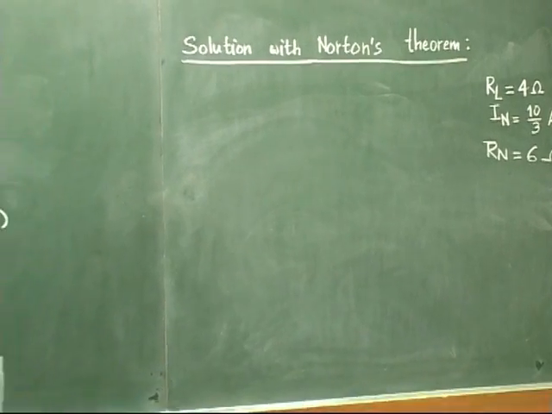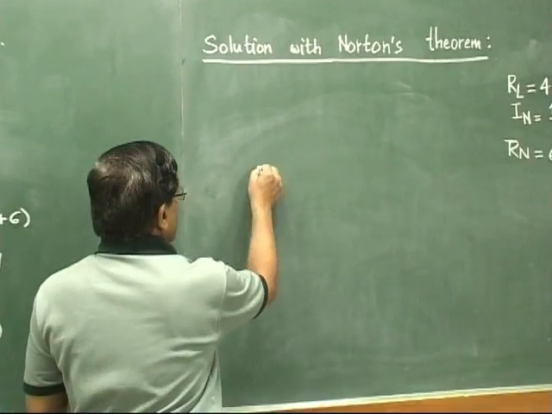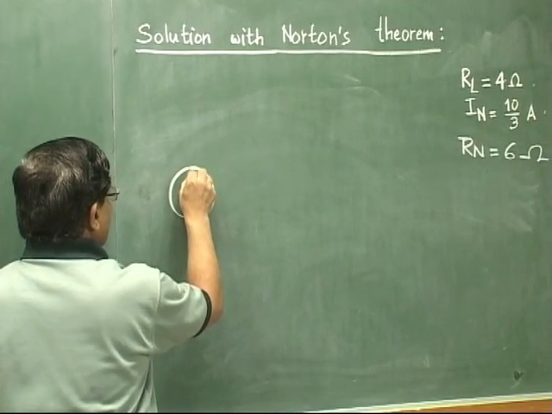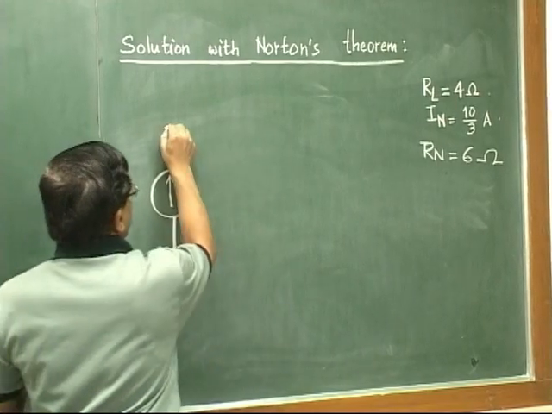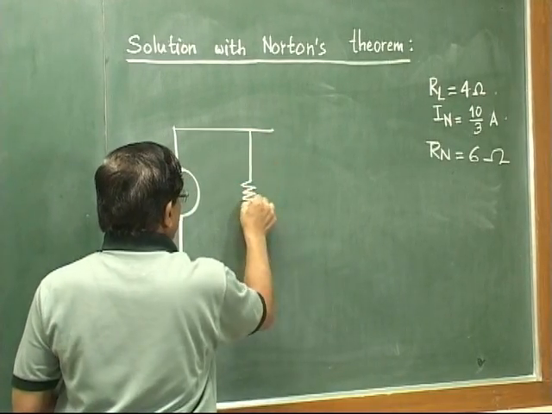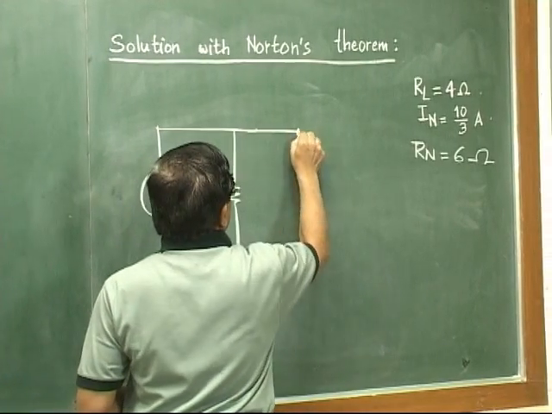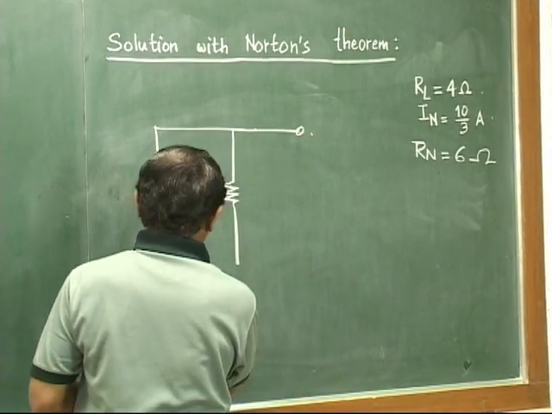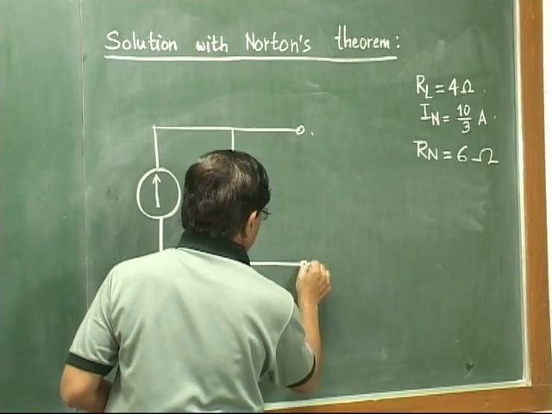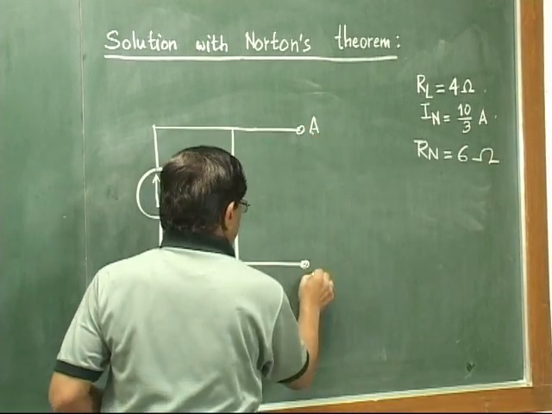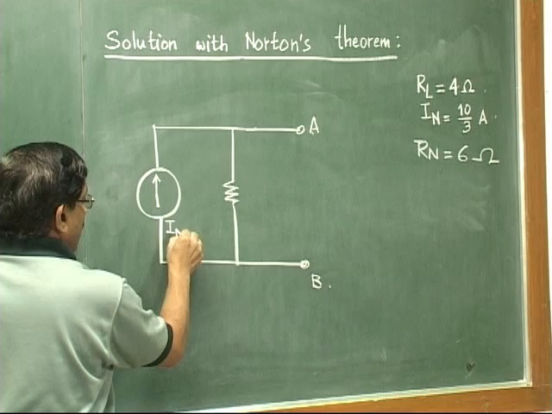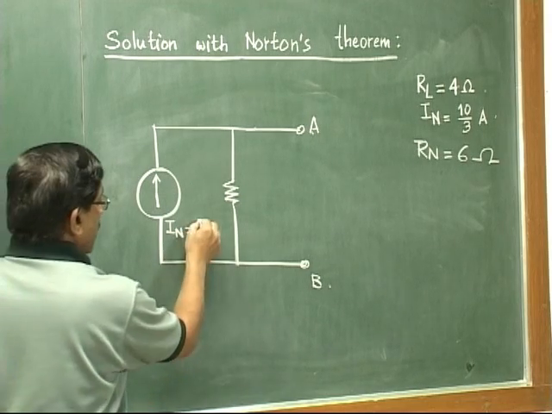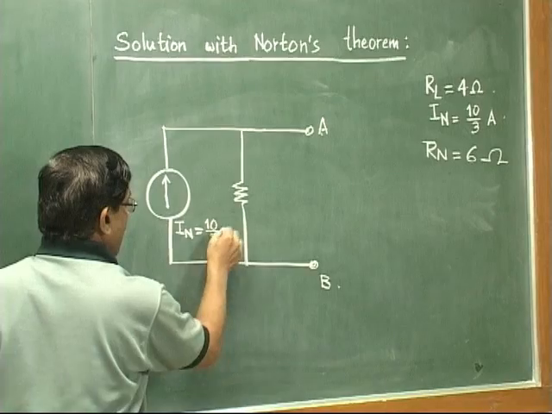Now just to draw the Norton's equivalent circuit. What is Norton's equivalent circuit? A current source like this, then a resistance in parallel, then our open points A and B like this. What is this current source? It is nothing but IN. What value have we got for IN? We have got 10/3 ampere. So we will just write it here.